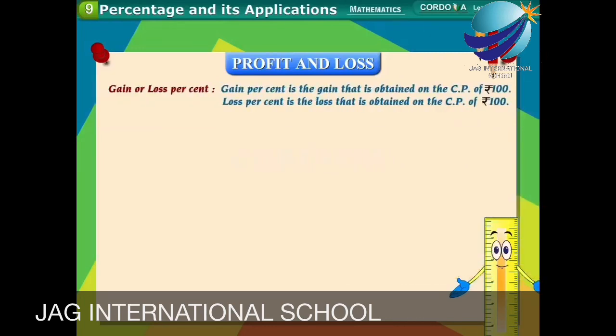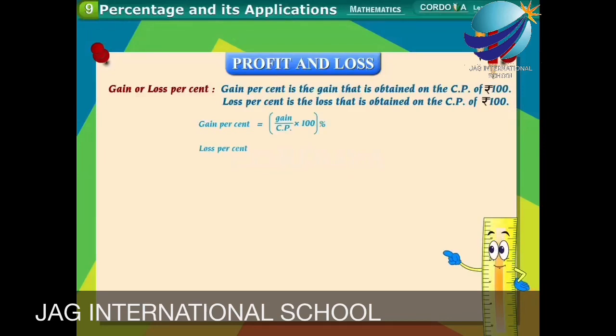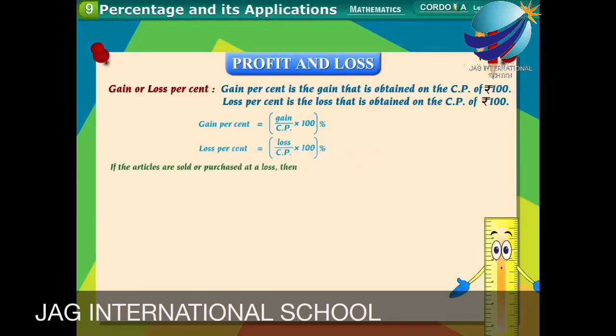Gain or loss percent. Gain percent is the gain that is obtained on the CP of 100 rupees. Loss percent is the loss that is obtained on the CP of 100 rupees. Gain percent is equal to gain upon CP into 100%. Loss percent is equal to loss upon CP into 100%.